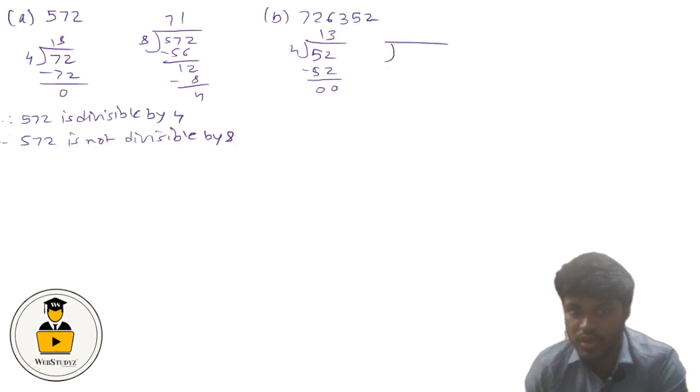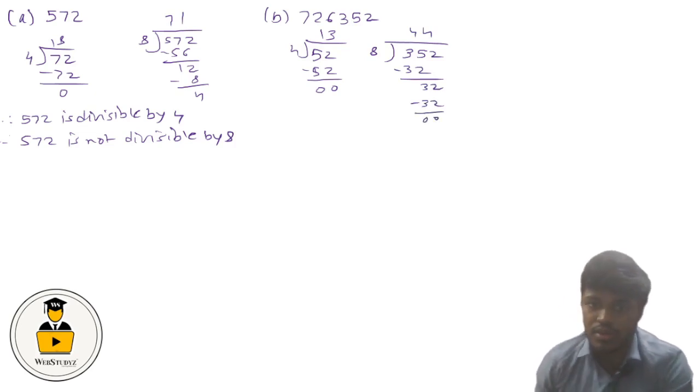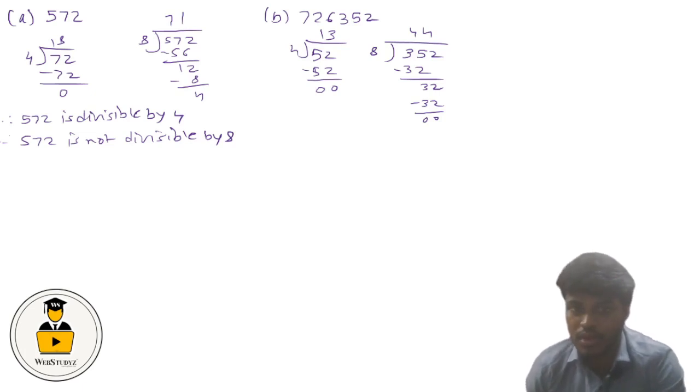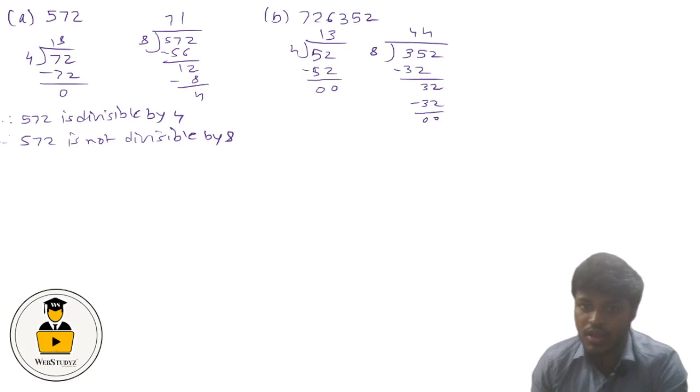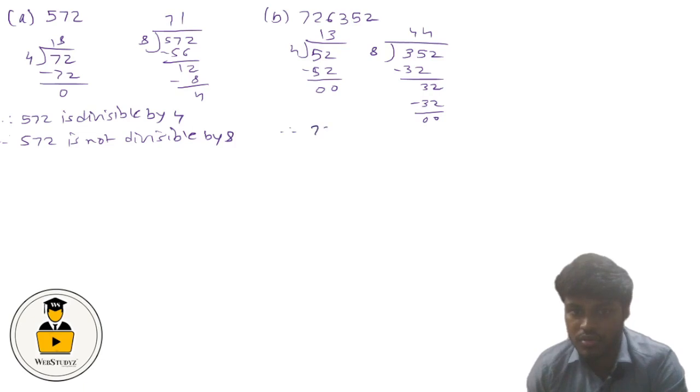And let us consider the divisibility by 8 also. So 8 fours are 32, and it will be 32 again. So since the last two digits are divisible by 4 and the last three digits are also divisible by 8, we can say that therefore the number is divisible by both 4 and 8.